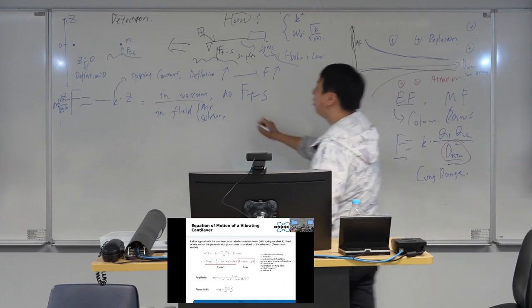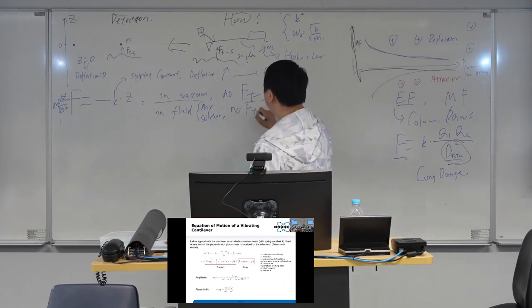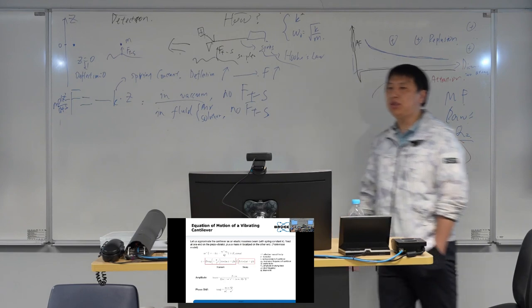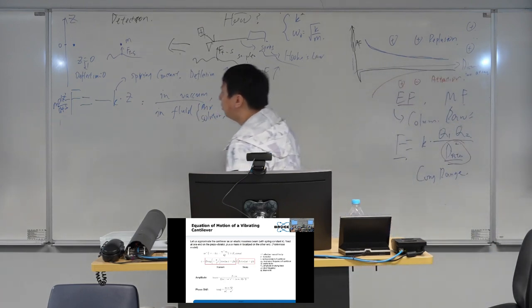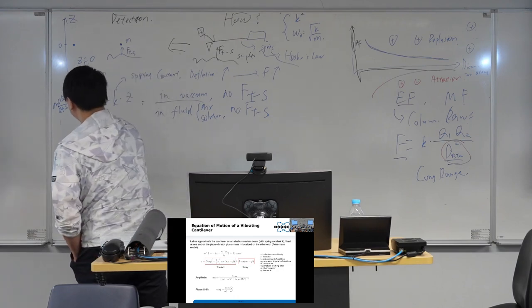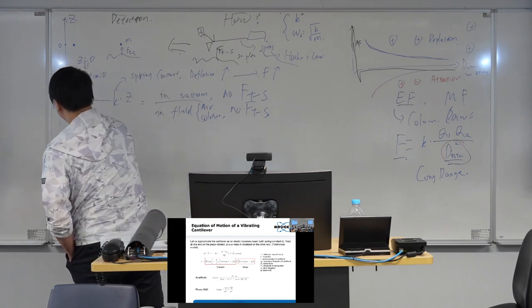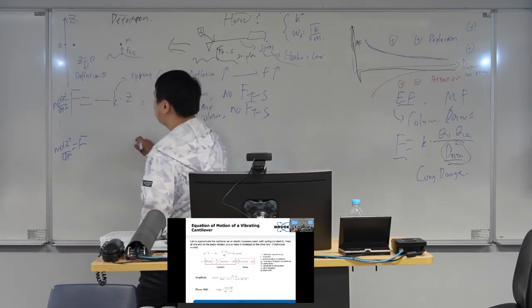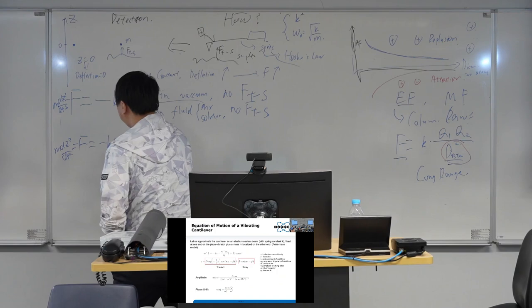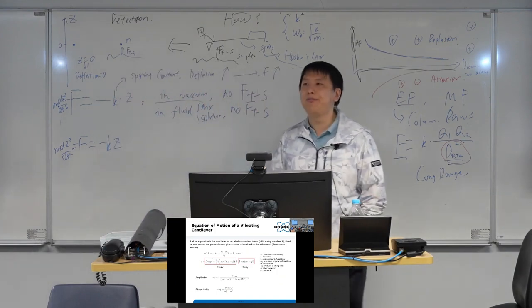Again, we don't have the interaction force between the tip and the sample. Our probe is free again. So this force, Newton's law is always used. Second, we have the deflection of the cantilever.